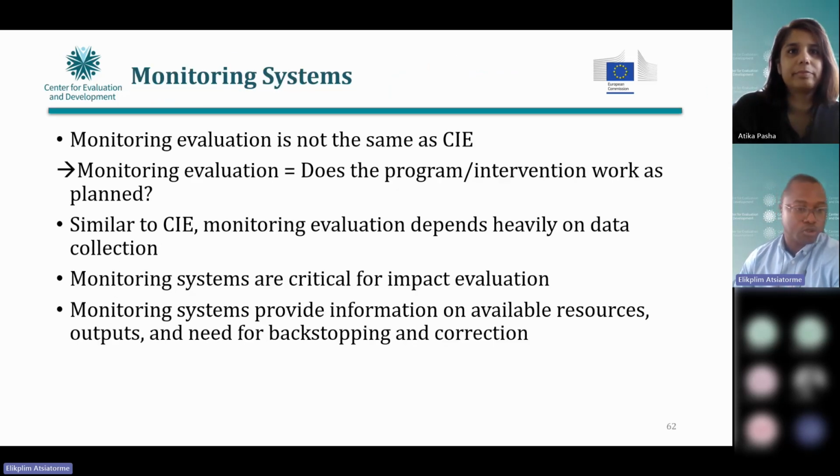And then we stressed also how different monitoring and evaluation is. And I think Atika mentioned that already in terms of what is different with monitoring and evaluation or what is different with counterfactual impact evaluation. I'll not go into it, but you can refer to our slides and then the videos also from last year's training, and you'd have a full understanding of what this difference is.